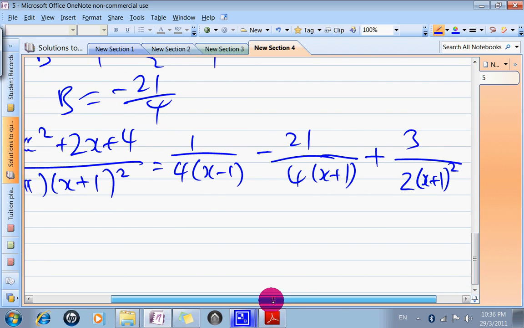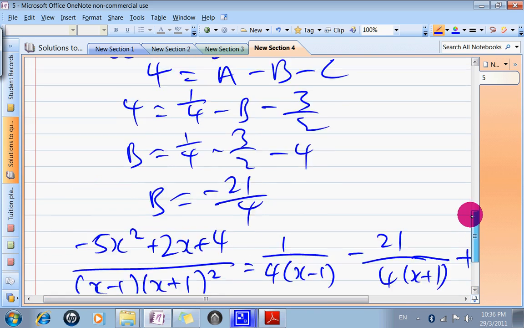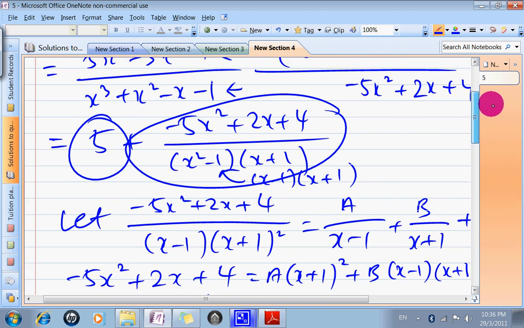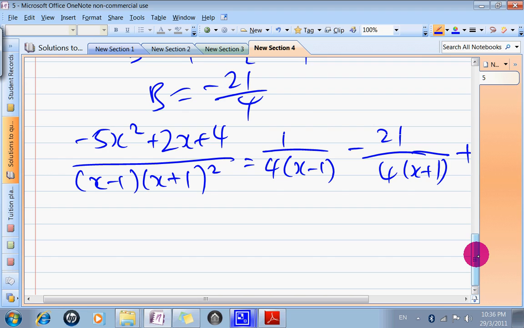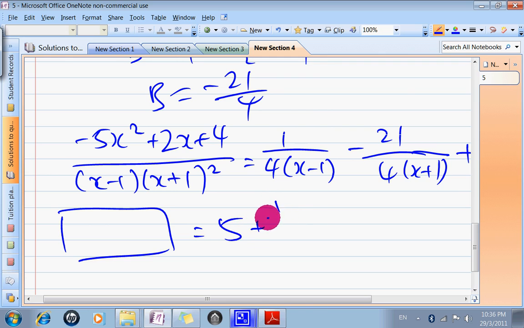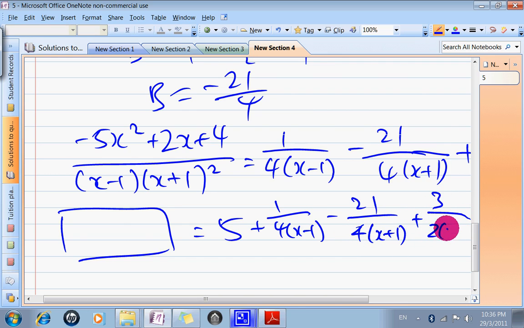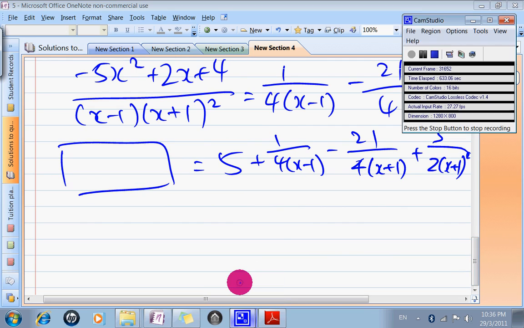But this is only the fraction part. Remember, actually it is 5 plus the fraction, so the original question will be equals to 5 plus 1 quarter over x minus 1, minus 21 over 4 times x plus 1, plus 3 over 2 times x plus 1 squared. Okay, so that ends our example.